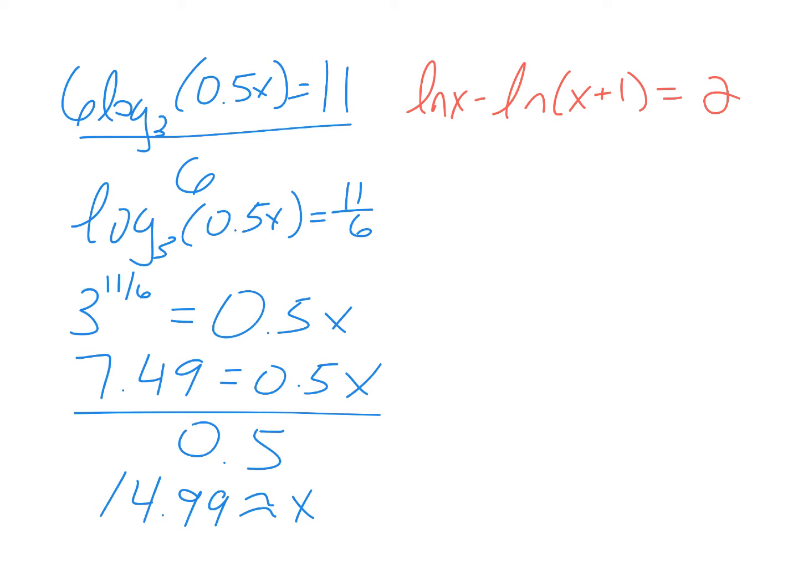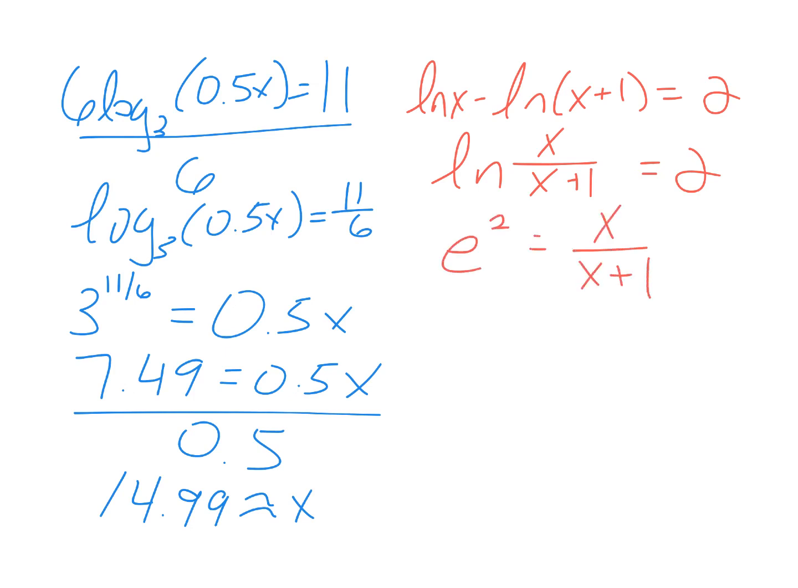Now we got one with ln on the other side here. So this is where all those rules come into play from our last section. So we see subtraction, so we're going to divide. So it'll be ln of x over x plus 1 equals 2. Now we need to change this to exponential form, right? So we assume it's base e to the power of 2 equals x over x plus 1.